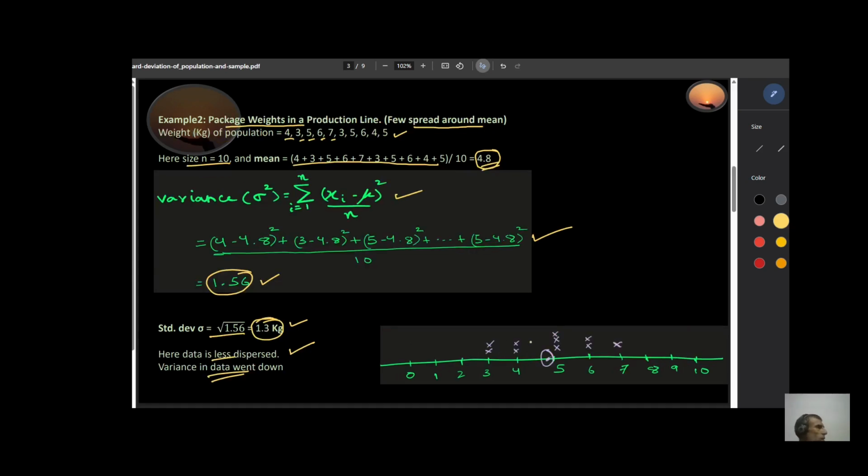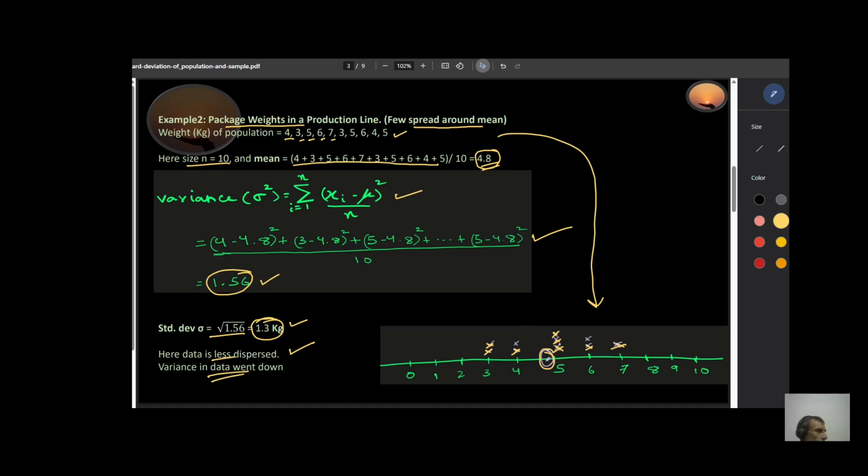Let's try to plot these numbers on the number line. So I'm plotting these points right here on the number line. And as I plot, you can see that this is my mean value, and each x over here represents a data point. So I'm plotting 4, 3, 5. You can see there's a 4 right here, there's a 3, then there is a 5. Then a 6, a 7, and there's another 3 right there.